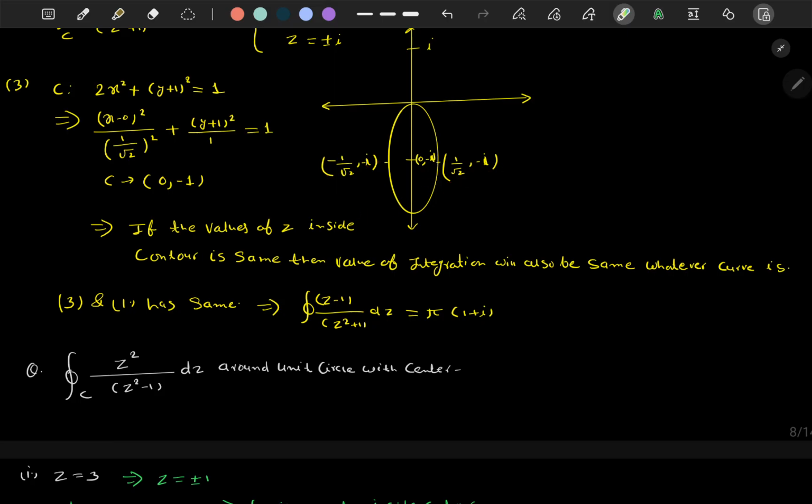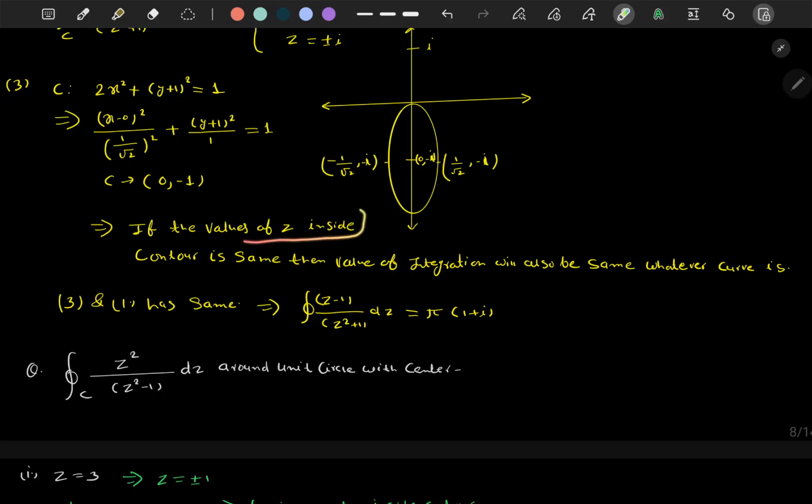And we have the problem points plus minus iota. Plus iota is above, minus iota is below. So just simply put minus iota in the denominator, meaning z plus iota will be in the denominator. We have solved this above. The integration will be pi (1 plus iota). So what does it refer to?